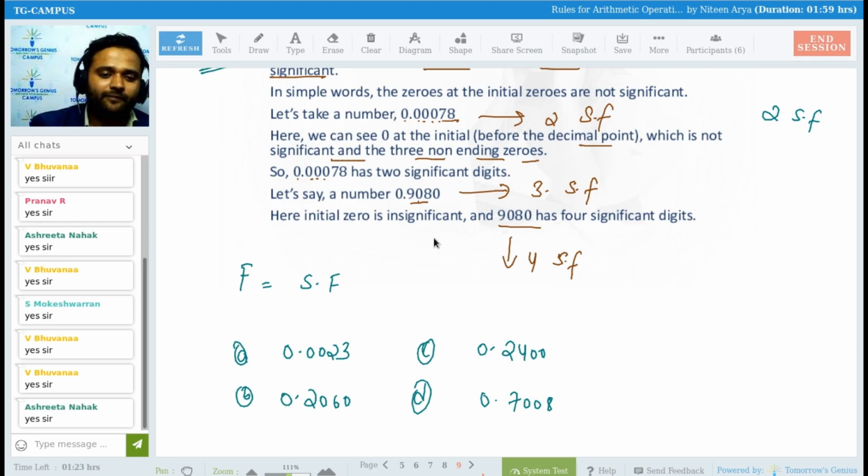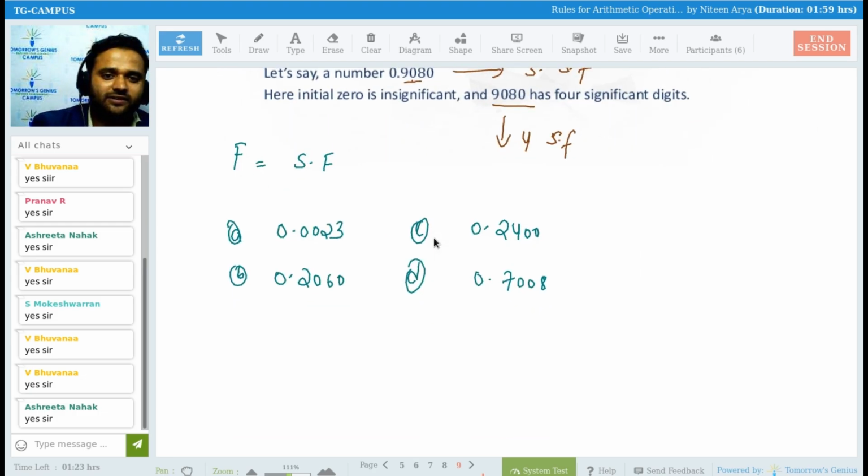You tell me. Forget about everything. Right now I'm forming the question. Find force up to four significant figures. Newton, Newton, Newton, Newton. Tell me which option is the correct one.